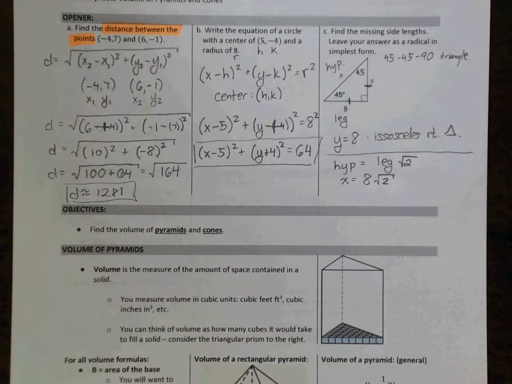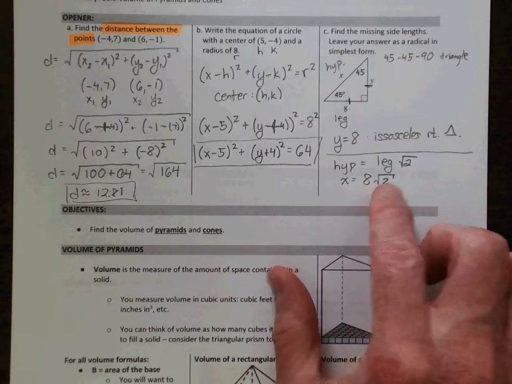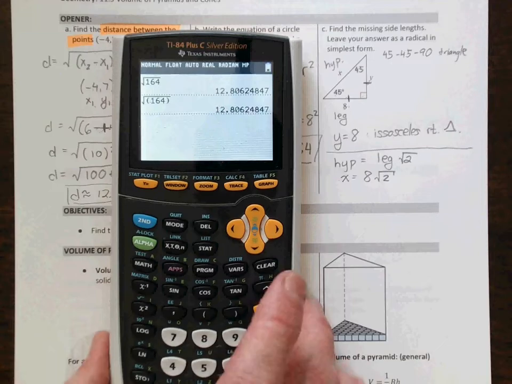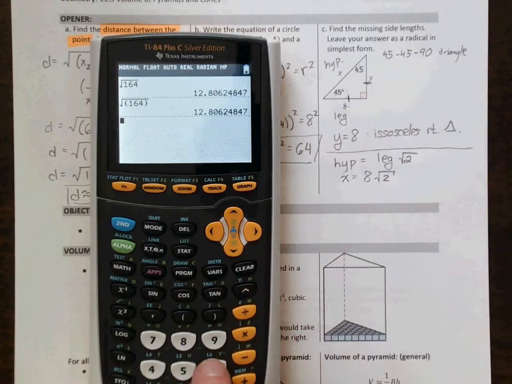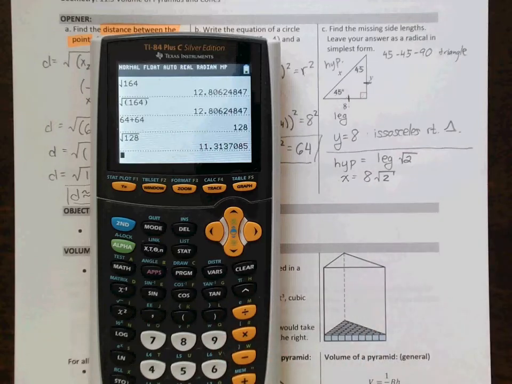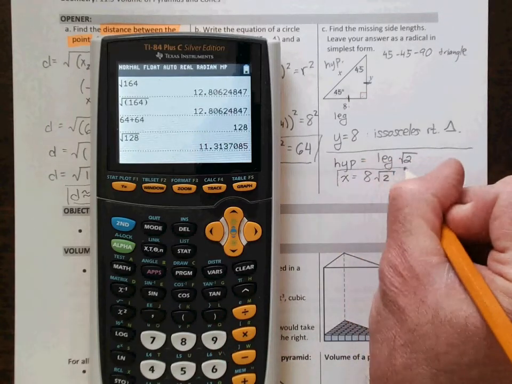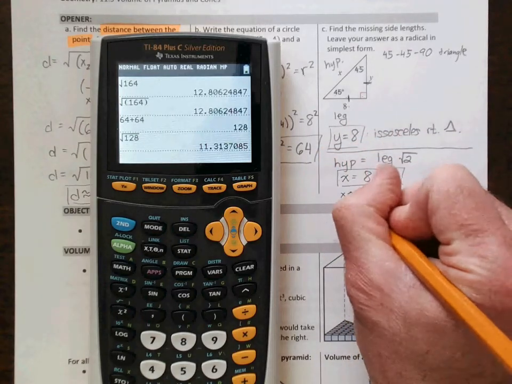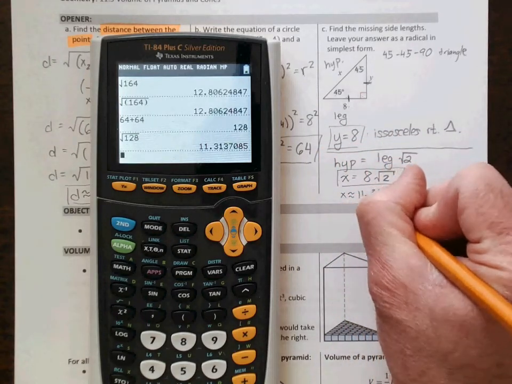If you use the Pythagorean theorem, you would have obtained the exact same answer, except having it multiplied out. Because you would have had, I'll just show it in my calculator, you would have done 8 squared, 64 plus 64, and gotten 128, and you would do the square root of 128. And 8 square root of 2, which is the way it wants the answer for the x. But that is approximately equal to 11.31.